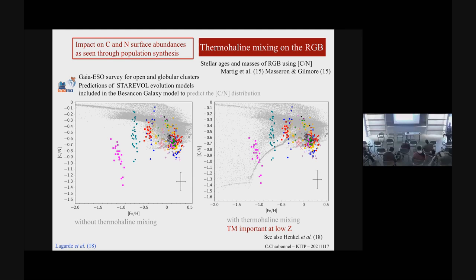Okay, thanks. There's a follow-up question also from Pascal asking, is it correct to interpret this as saying that there's a huge spread in the mixing, even for stars with similar masses and similar metallicities?